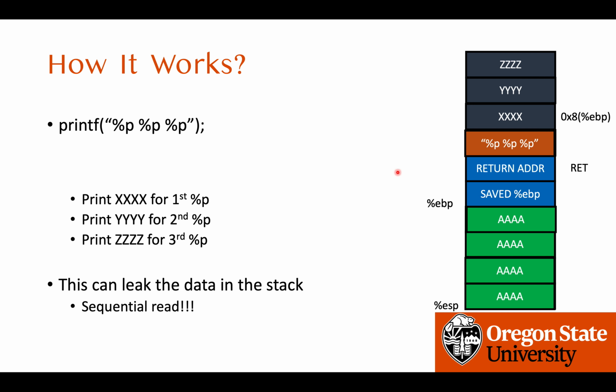So basically, by controlling the directives, we can actually leak the data in the stack. So you can use this as a sequential read capability.